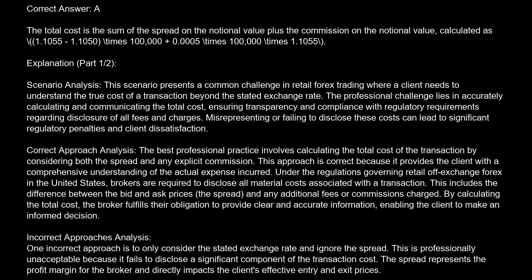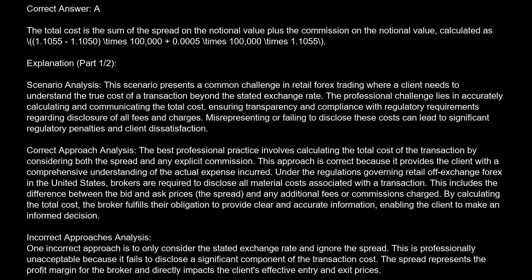This scenario presents a common challenge in retail Forex trading where a client needs to understand the true cost of a transaction beyond the stated exchange rate. The professional challenge lies in accurately calculating and communicating the total cost, ensuring transparency and compliance with regulatory requirements regarding disclosure of all fees and charges. Misrepresenting or failing to disclose these costs can lead to significant regulatory penalties and client dissatisfaction.